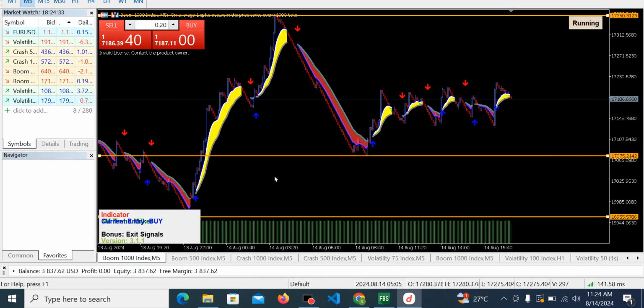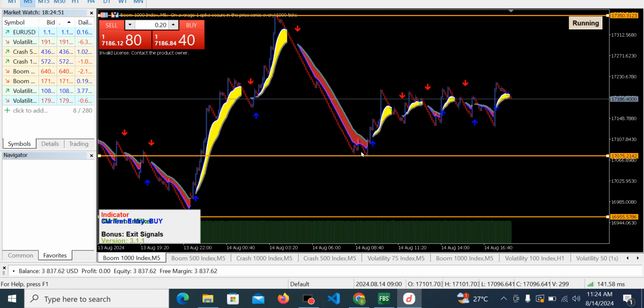Okay, so quickly let's go straight into what we have right here, starting with Boom 1000. So guys, this is Boom 1000. I'm on the 5-minute time frame, and of course this started an uptrend right from here. You can see the yellow flag, the blue arrows, and of course it kept on going up till it got to this resistance zone. It was unable to go further, so it started a downtrend from there.